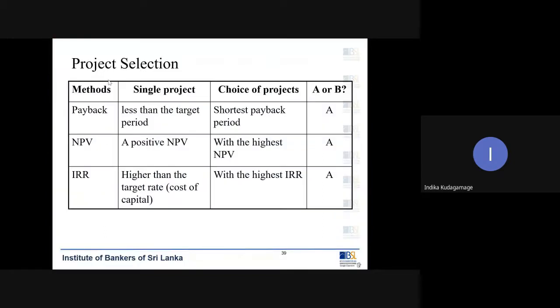So that comes to the end. This is a summary. From all three methods we calculated, we got project A as the best project.